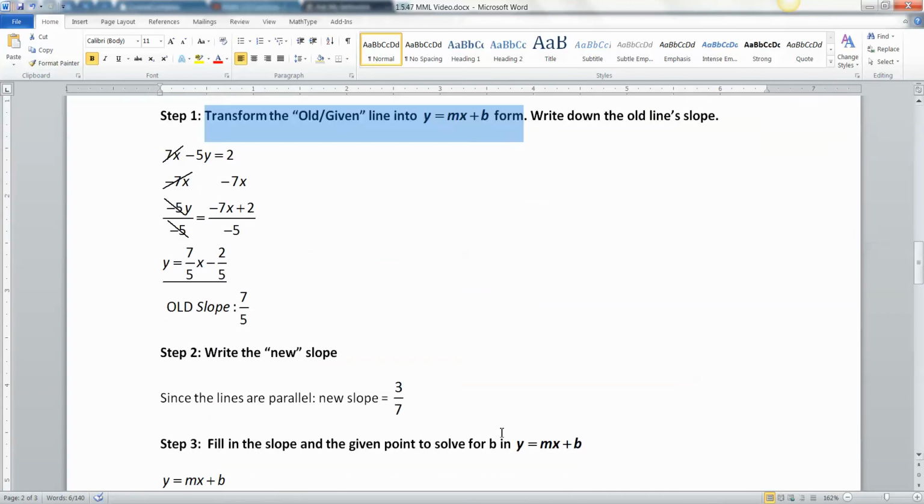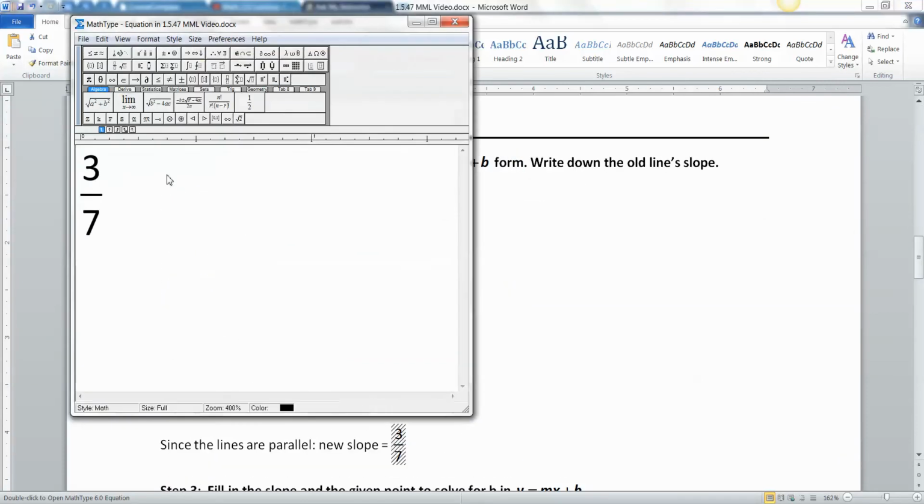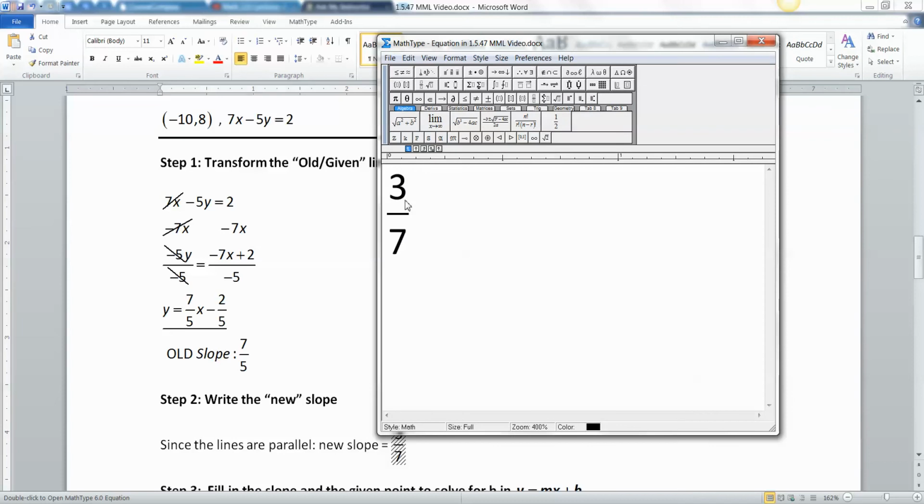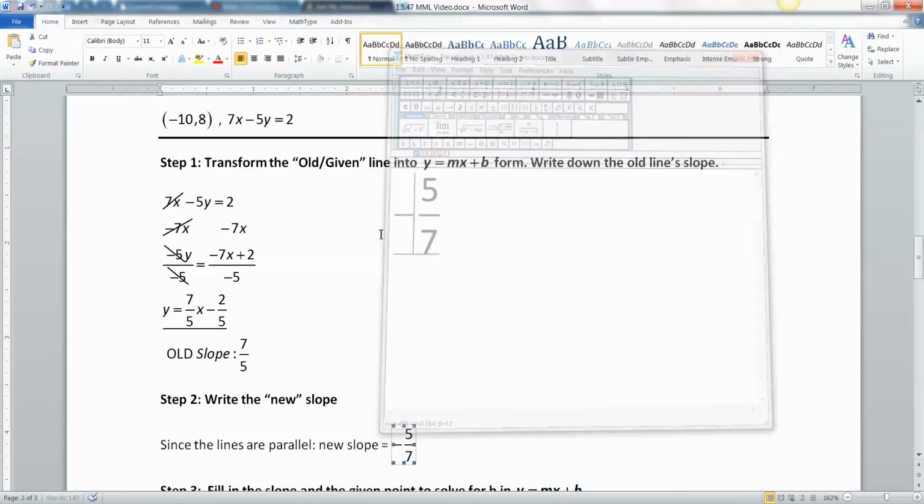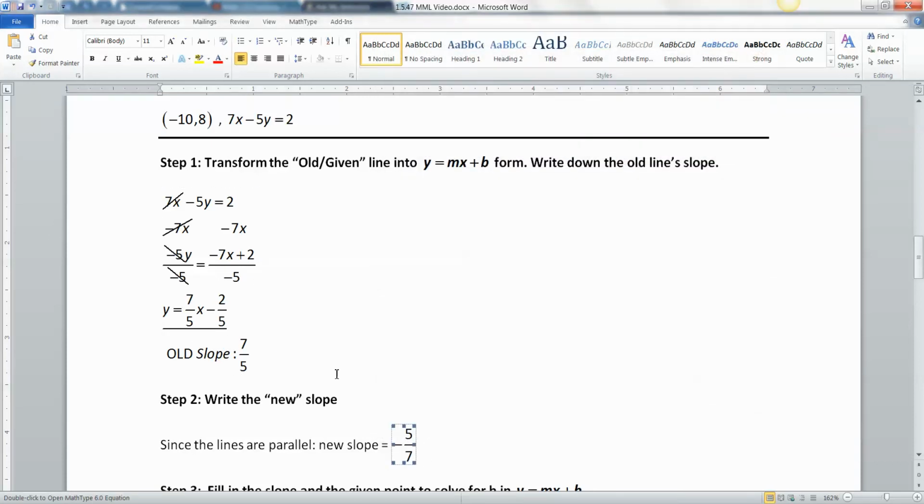Now we're going to write down the new slope. So remember, because this is perpendicular, you want to flip it. So you want to make it 5 over 7. And you want to change the sign. So it's going to be negative. Since it was positive, it becomes negative. If this had been negative, then you would have turned it positive.